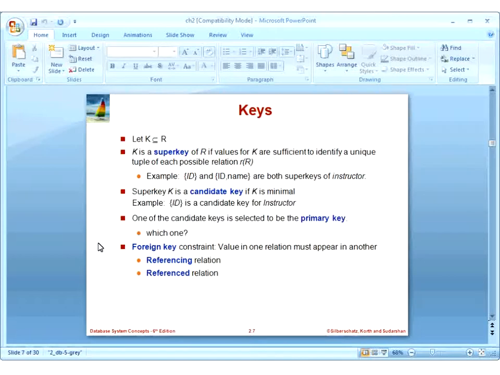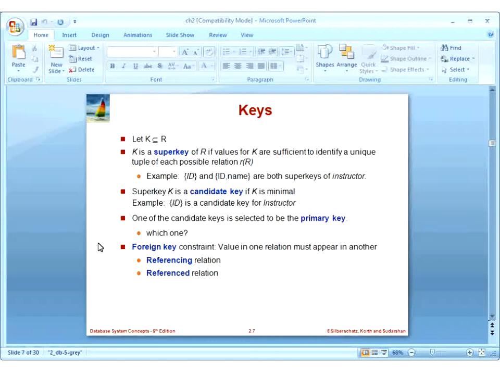Then from one of the candidate keys, one is selected to be the primary key, and it is the decision which your database designer makes, which key should be selected as the primary key. Then you decide about your foreign key as well. A foreign key is the key which is a primary key in some other table and is used as an attribute in your table. So in your table you will call it a foreign key.